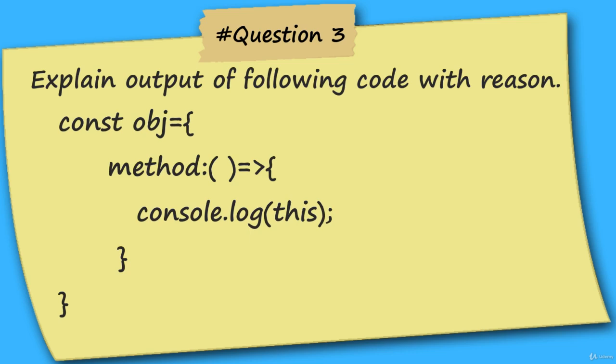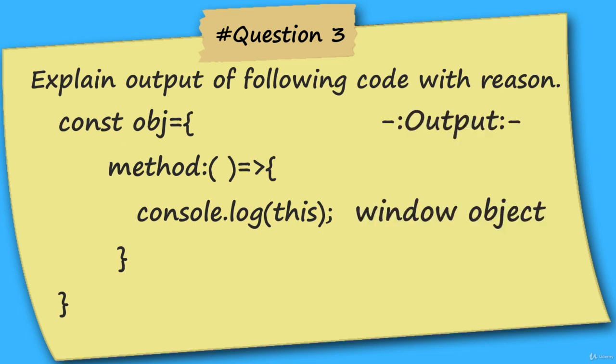The third question is, explain the output of the following code with a reason. I have already discussed this, that I'm writing the arrow function inside obj. Normally if you write in the traditional way, then certainly it's going to refer to the current context, that is the obj. But here, because I am using the arrow function, it's going to refer to the global context. So if you are in the browser, it will be the window.